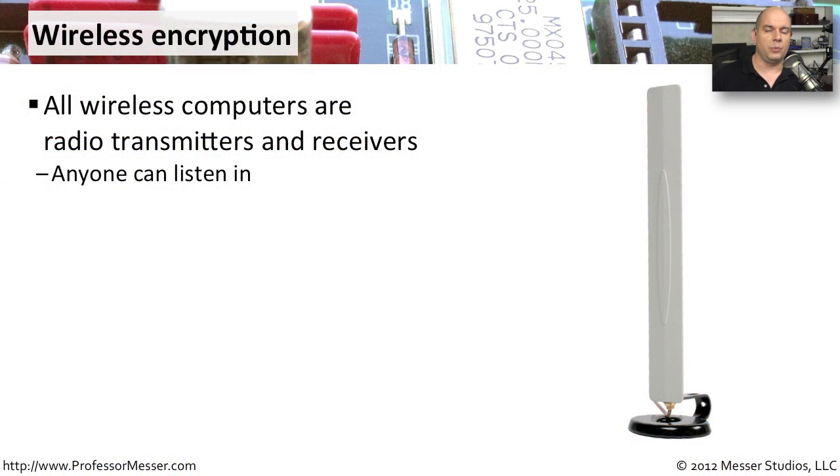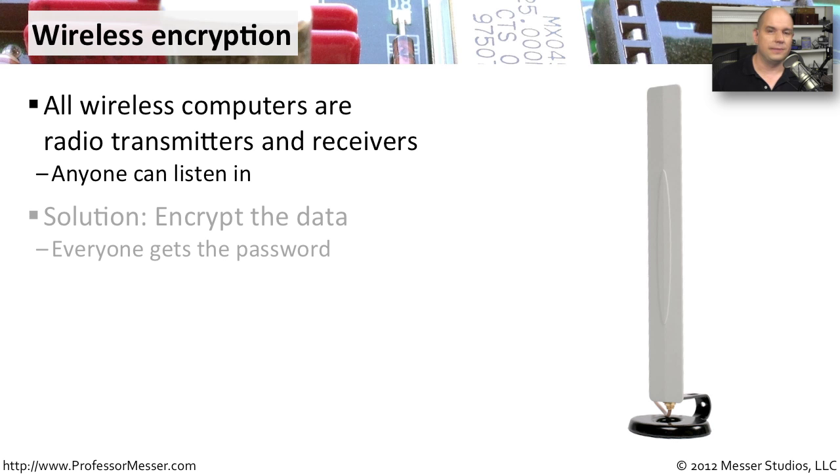One of the challenges that we have with wireless networking is that every device on the wireless network is a radio transmitter and a radio receiver. Everybody can listen to everything that's going on, and with the right equipment, even if you aren't part of the network, you could tap in and listen to what's going on just like you would tune into a radio station on your dial. To get around these shortcomings, of course, we encrypt the data.